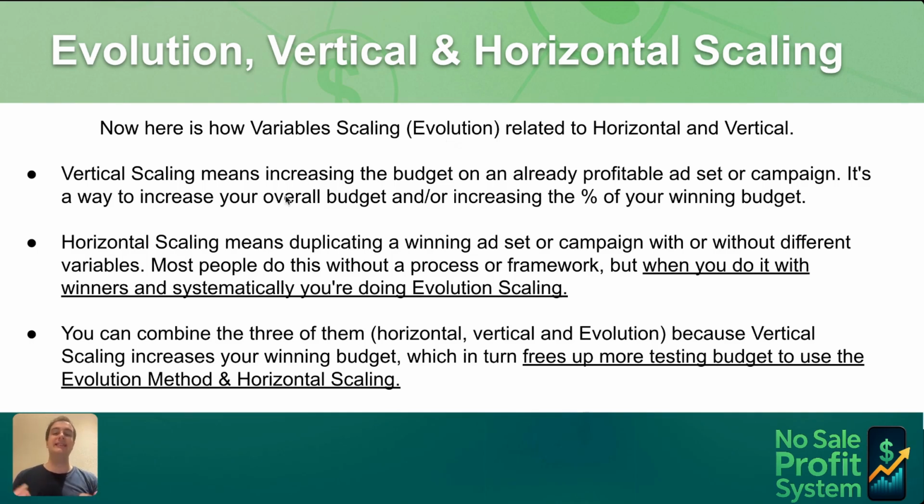Horizontal scaling means duplicating an ad set or campaign with or without different variables. So evolution scaling, you're just doing horizontal scaling, but you're being strategic. Evolution scaling is just a better way to do horizontal scaling because you're not just increasing the budget on your winners, you're duplicating your winners and trying to improve them in the duplicated versions. So most people do this without a process or framework. When you do this with winners and systematically, like a scientist, you're actually doing evolution scaling. So obviously you can always combine the three of them, horizontal, vertical, and evolution scaling.